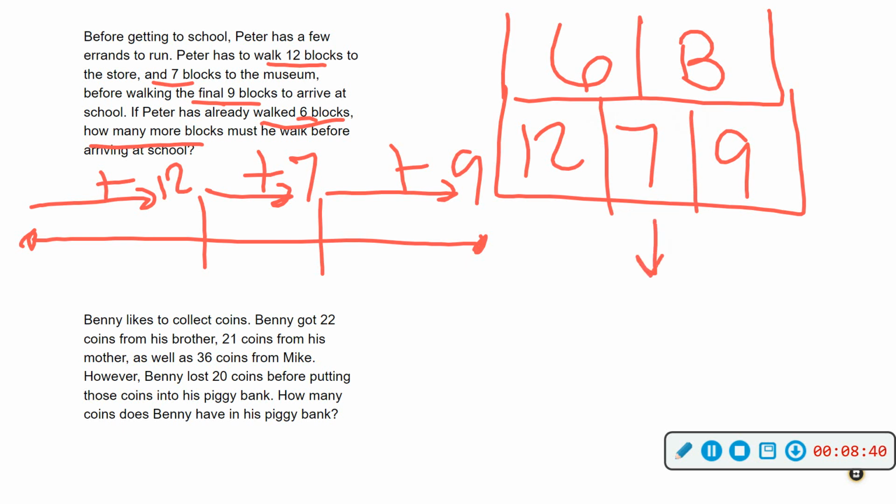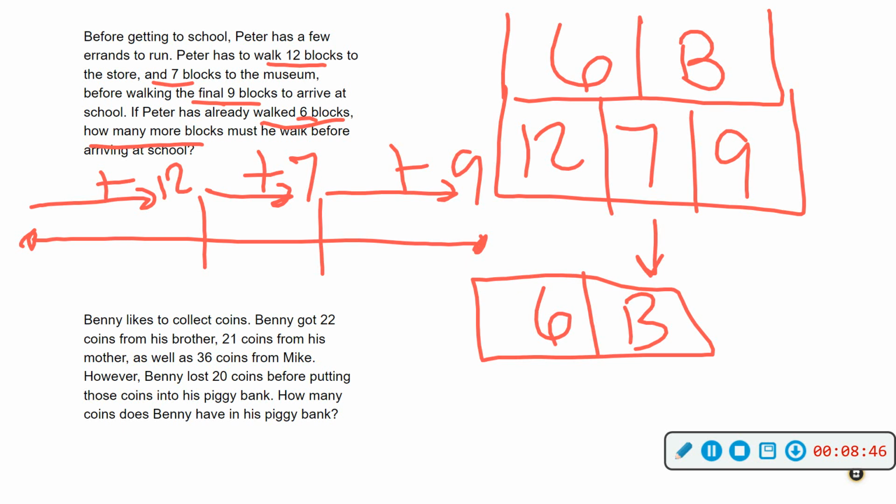However, it could be simplified to have the 6 blocks he already has, and the B for blocks he doesn't know yet, with our total. If we know that 12 and 7 is 19, and we need to add 9 more, that would be 28. So your strip diagram could also look like this.